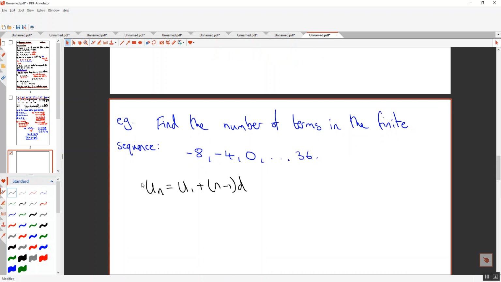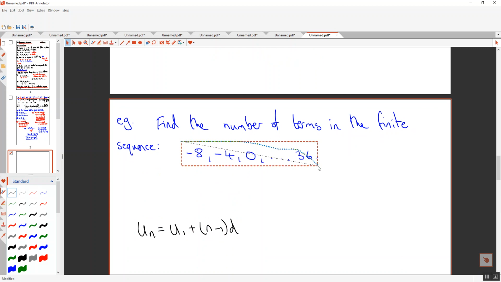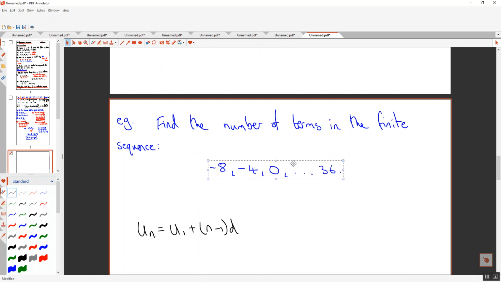No, UN is 36. The nth term is 36. You're finding what n equals. N is the number of terms. You're finding out what term could be 36. Is the nth term the 18th term?